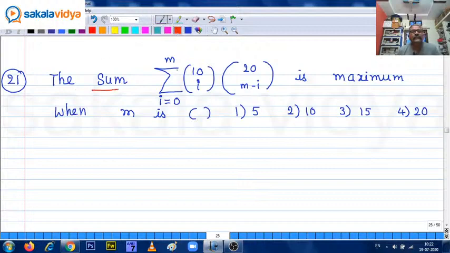The sum sigma i equals 0 to m of 10Ci multiplied by 20C(m-i) is maximum when m is what. If it is maximum, then we need to find the m value. Okay, so now the solution. The given expression, let us simplify. Sigma i equals 0.